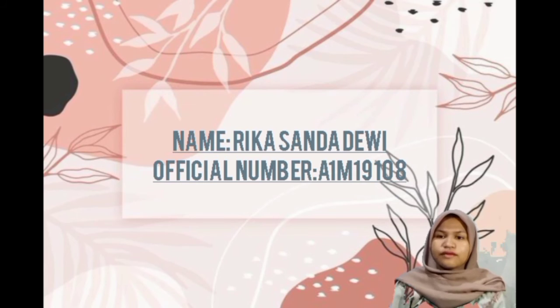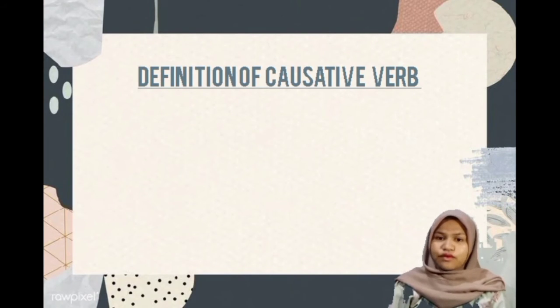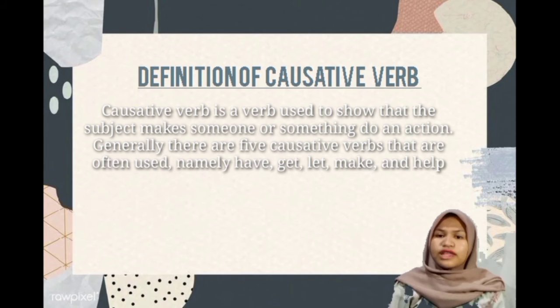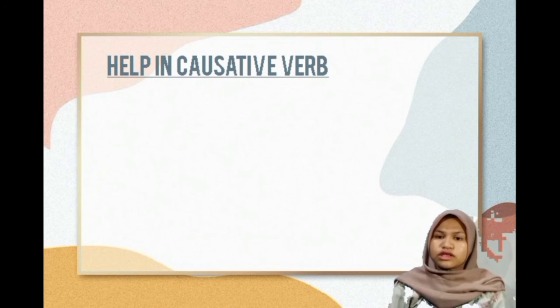Okay, I'm here. I will explain about the causative verb help. Before we go to help, I am going to tell you what a causative verb is. A causative verb is a verb used to show that the subject makes someone or something do an action. Generally, there are five causative verbs that are often used, namely have, get, let, make, and help. And now I will explain about help in a causative verb.